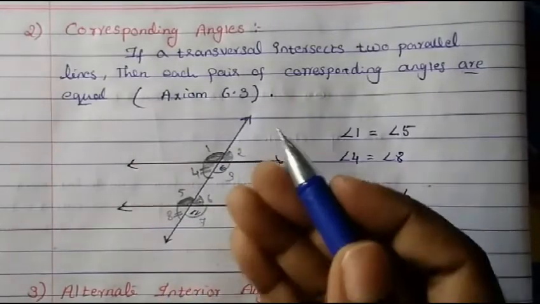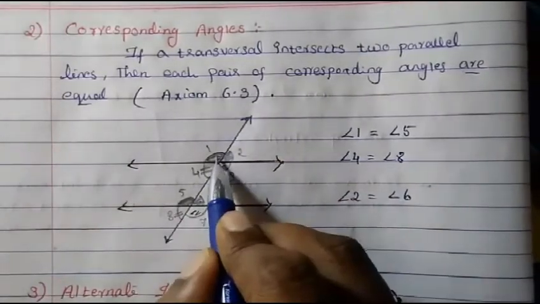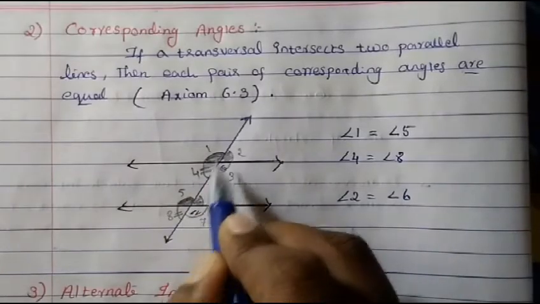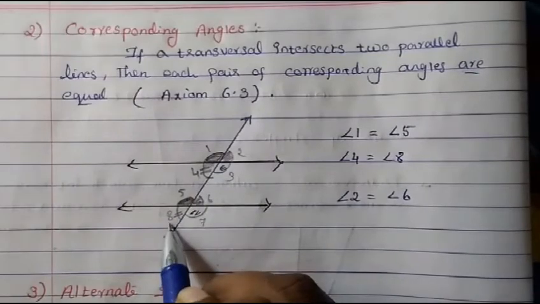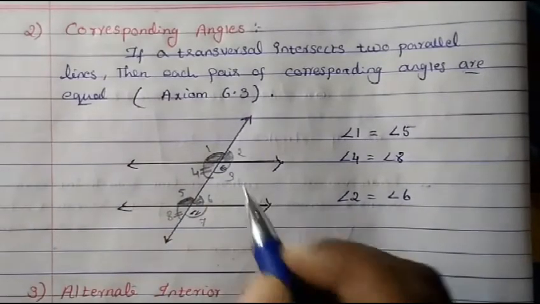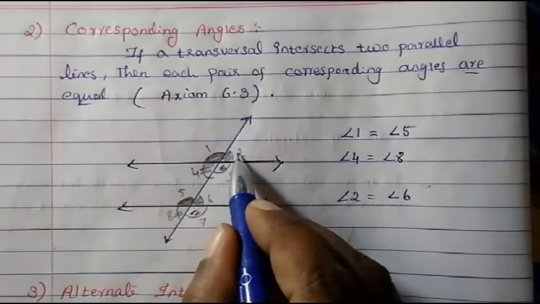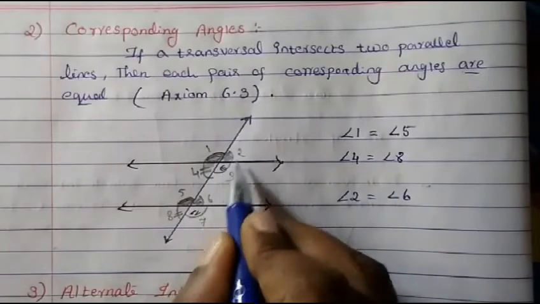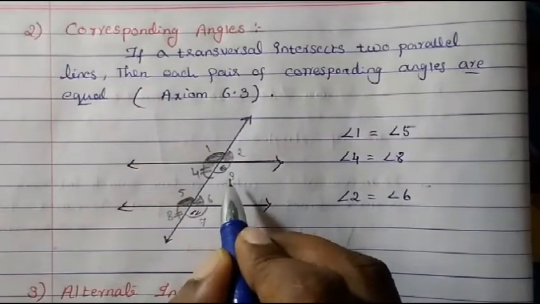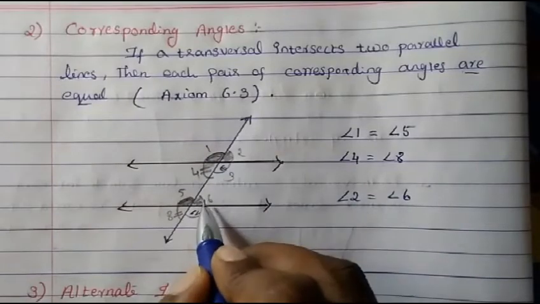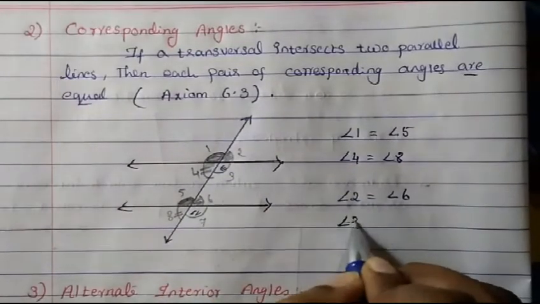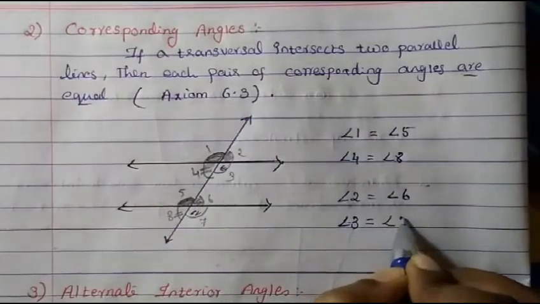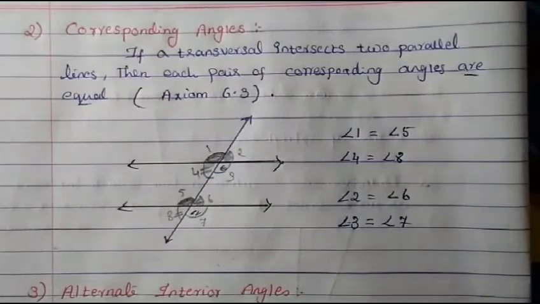Leave one, so you just have to jump one. If you are taking 1, jump this and the next angle will be the corresponding angle. If you are taking 4, then jump 5 and come to the next. So these are the corresponding angles. Here 2 we have taken, jump 3 and the next one will be the corresponding angle. Then if you are taking 3, jump this and the next will be the corresponding angle. So angle 3 will be equal to angle 7, which are corresponding angles.